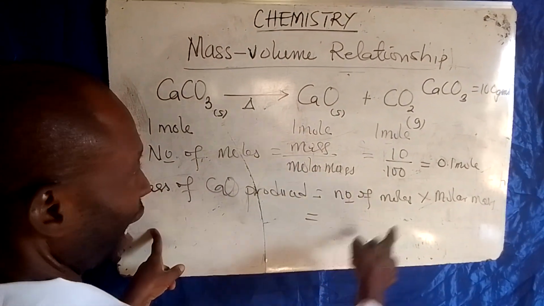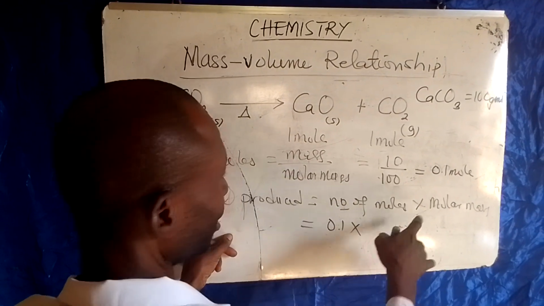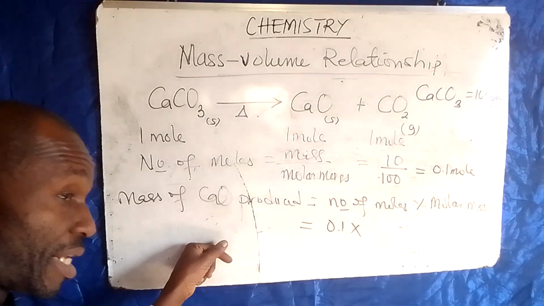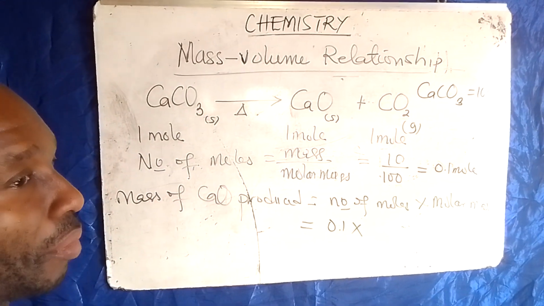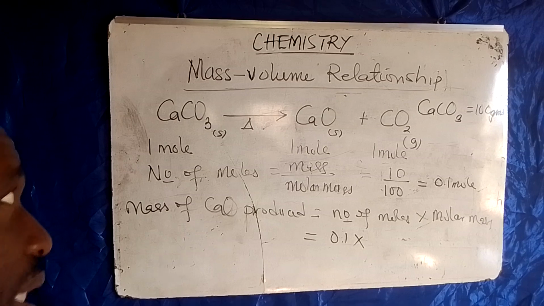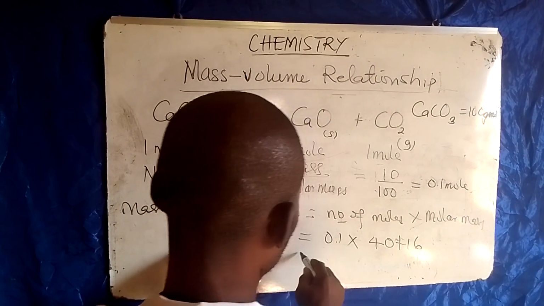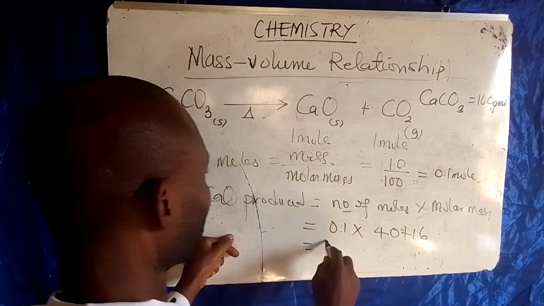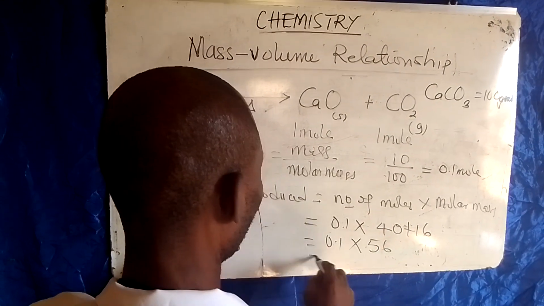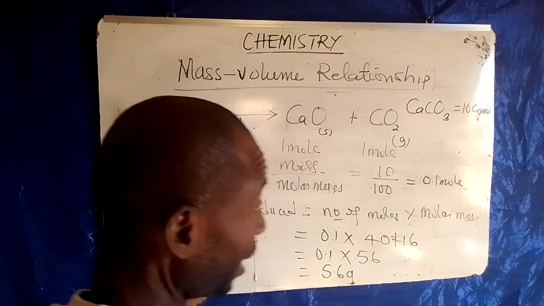So if I do that, I already know my number of moles is 0.1. I can say 0.1 times. Then what's the molar mass of calcium oxide? Of course, from what you see in the question there, the atomic mass of calcium is 40 and that of oxygen is 16. So we're talking about 40 plus what? 40 plus 16. And you know that will be 0.1 times 56. And we have 5.6 grams. That will be the final answer.